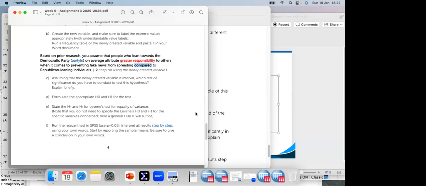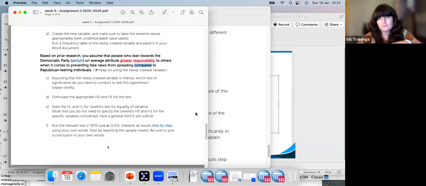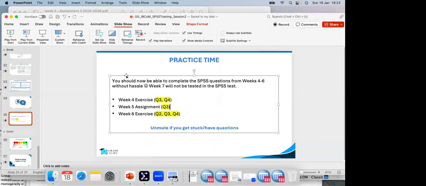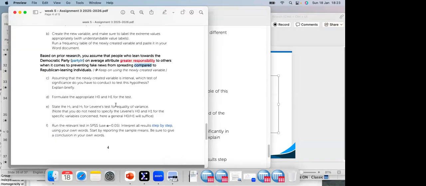So basically, it's because we are comparing two groups, right? Yes. Okay. Thank you. So, in D, we formulated our H0 and H1 based on the tags. And in E, what exactly do we need to do?